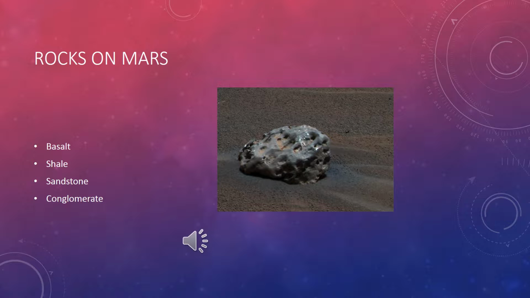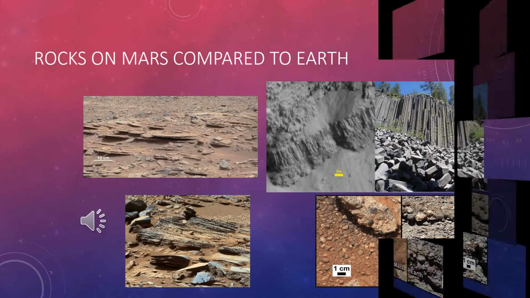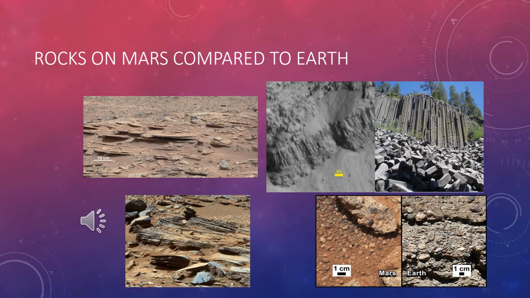Some examples of rocks found on Mars are basalt, shale, sandstone, and conglomerate. Igneous rocks are the most common type of rock found on Mars. The picture on the top left is shale for Mars. It is a sedimentary rock that is fine-grained and formed from clay minerals.